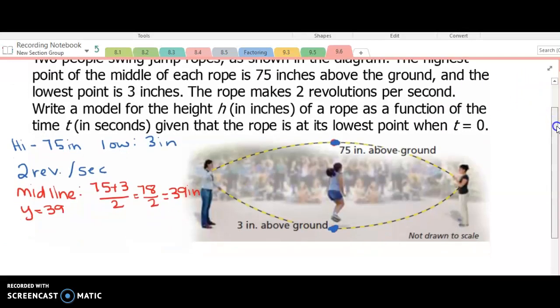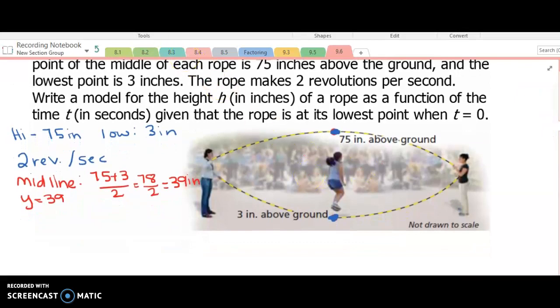Now we can use the fact that we know 2 revolutions per second. One revolution would be 1 period, because after the rope goes around once, it's going to keep going and keep going. If there's 2 revolutions per second, and we want this function of time, which is in seconds, that means each revolution happens in a half a second. So our period is going to be a half a second.